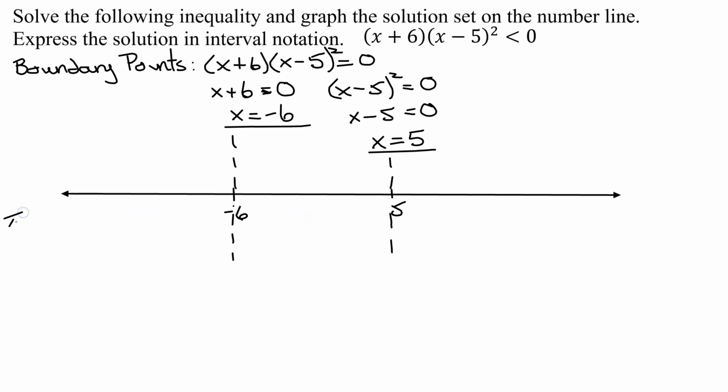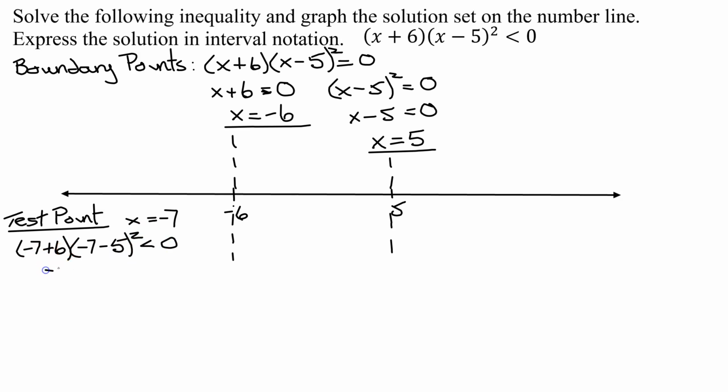It really doesn't matter which test point I pick in each region, as long as I know it is in the correct region. So if I need a number less than negative 6, I'm just going to pick x equals negative 7. Now we just plug x equals negative 7 into my inequality to see if it's true or false. So I get negative 7 plus 6 times negative 7 minus 5 all squared. We need to see if it's less than 0.